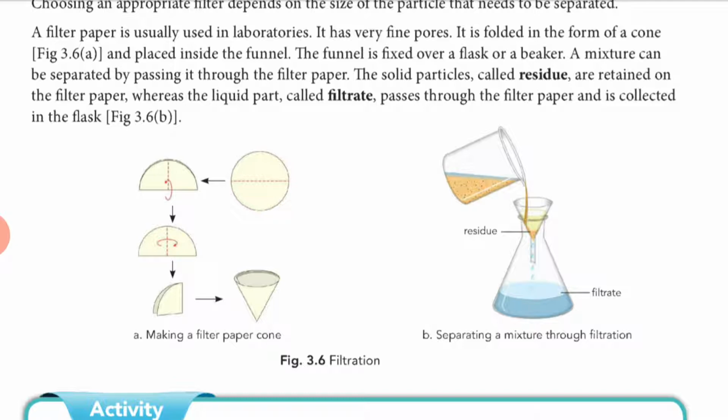So at the bottom of the conical flask we can see there will be pure water, right? By this way the filtration process is done. Whatever dirt or dust particles or solid particles are collected in the filter paper are called the residue, and whatever pure liquid has been collected at the bottom of the flask is called the filtrate.